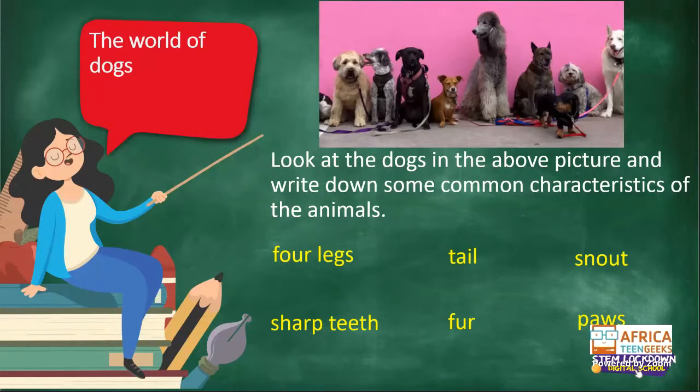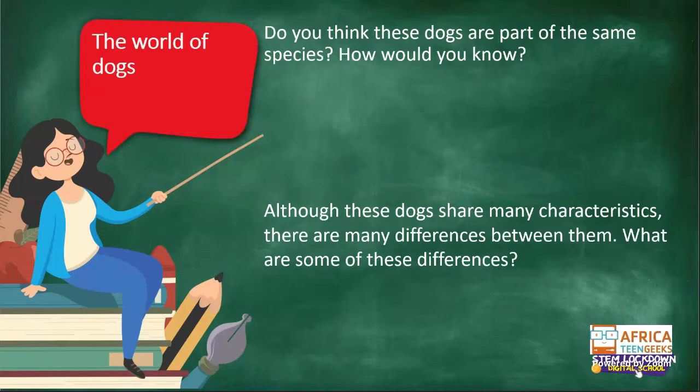These are not the only characteristics, okay? These are just some examples of the characteristics that are similar. Now, do you think these dogs are part of the same species? Yes or no? There's one right answer in all of them. They are a part of the same species. All dogs are part of the same species, but they all look different because they are different varieties.